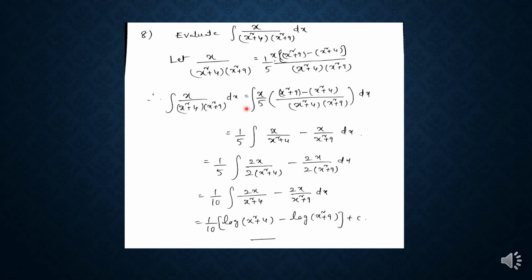So this can be written as integral x by x square plus 4 into x square plus 9 dx is equal to integral x by 5 into, now divide each term by the denominator x square plus 4 into x square plus 9. Then that is x square plus 9 by x square plus 4 into x square plus 9, we will get 1 by x square plus 4. That is x into 1 by x square plus 4 is x by x square plus 4, minus here we will get 1 by x square plus 9, that is x into 1 by x square plus 9 is x by x square plus 9 dx.